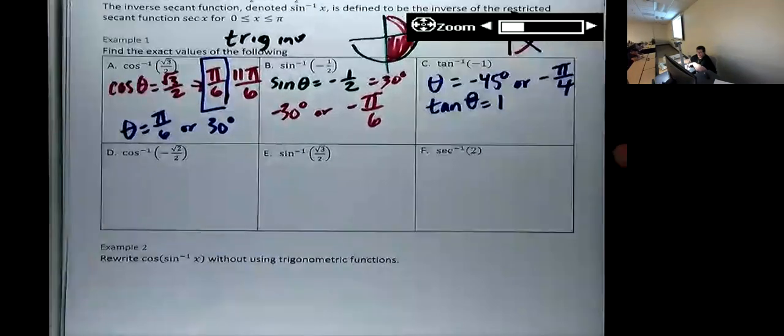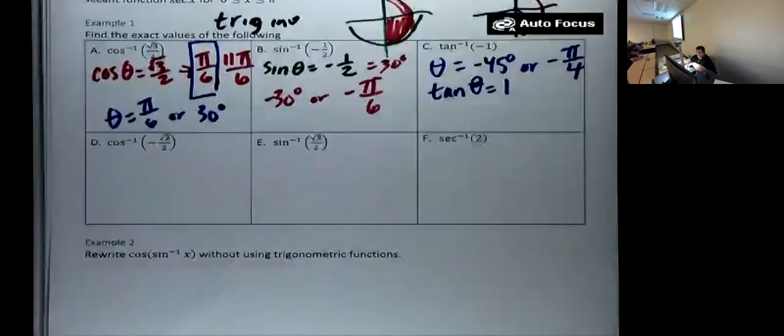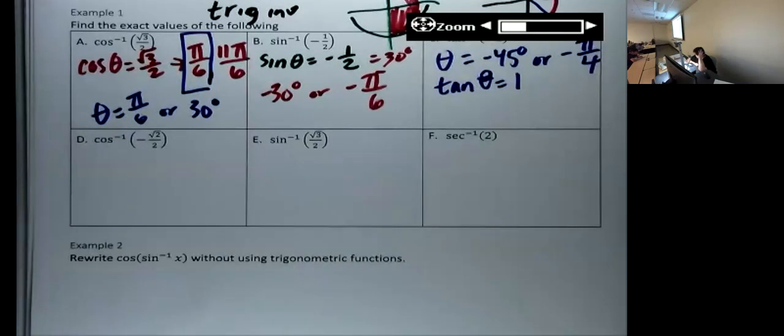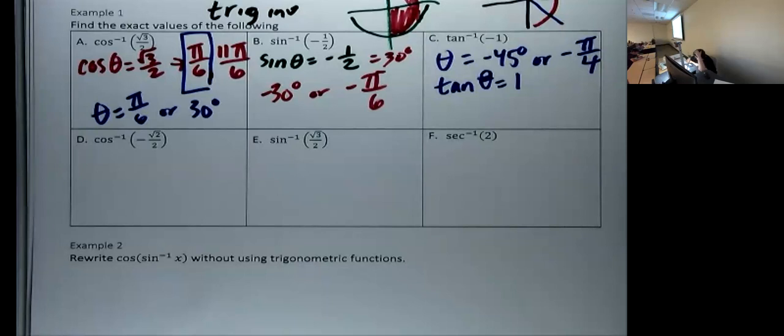Why don't you guys try D, E, and F, and see what you come up with. For F, I recommend rewriting it as secant theta equals 2, switching to cosine theta, and going from there.